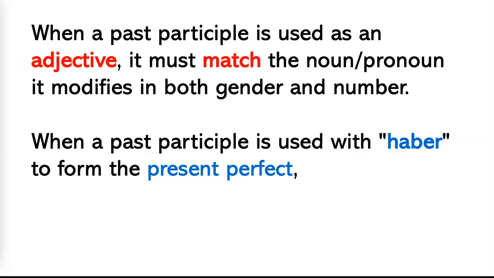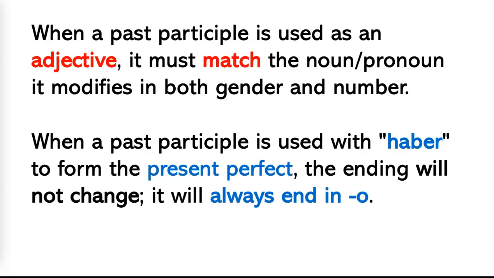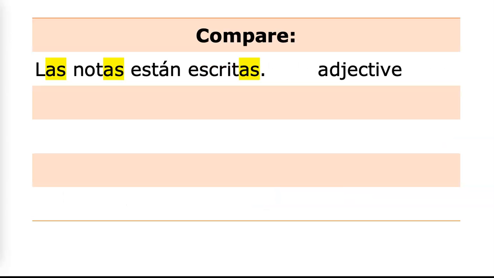However, when the past participle is used with haber to form the compound present perfect, the ending will not change. It will always end in O. This is a very common mistake we language learners make, so be on the lookout for it now and you can avoid problems. So compare.